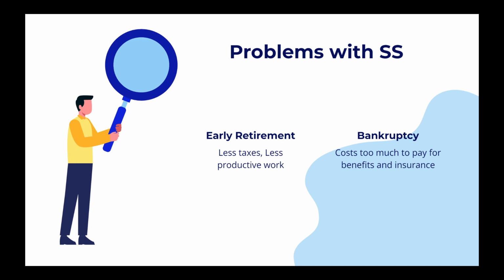So it leads to less taxes because people won't have to pay any taxes anymore, and also leads to less productive work in general because people will know that, oh, I'm going to retire soon, so I don't have to work that hard, or I know that I'm going to get paid by the government, so there's no reason why I'm going to work this hard because the government's going to offer me benefits and stuff. It could also lead to bankruptcy, which again is a similarity with the federal jobs guarantee. So it costs too much to pay for the benefits and the insurance.